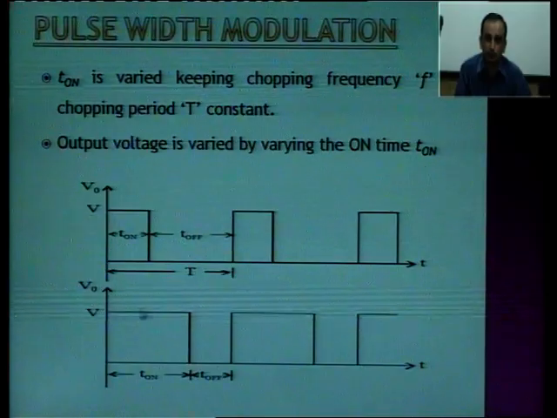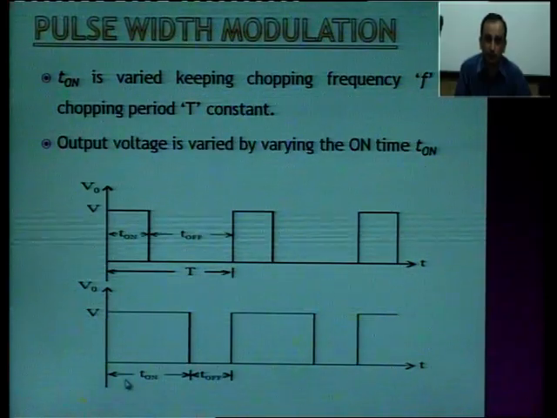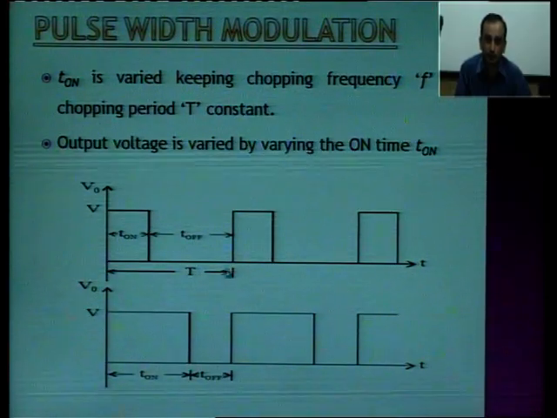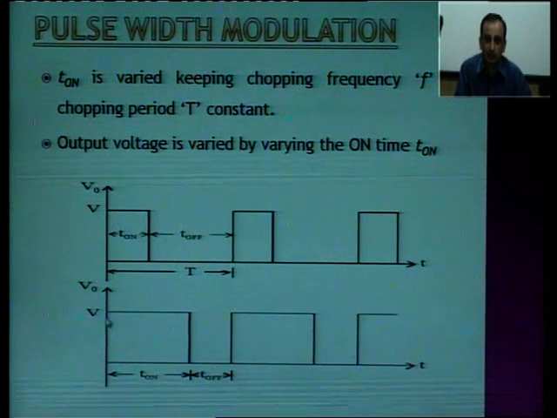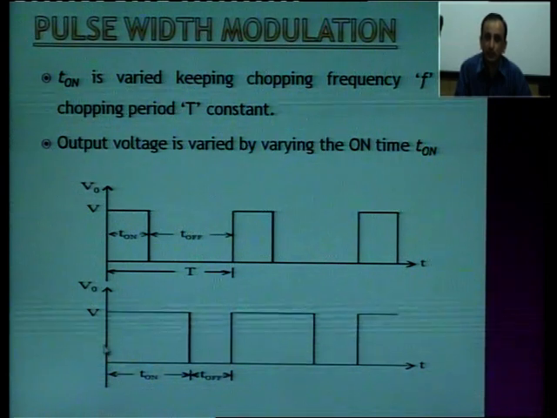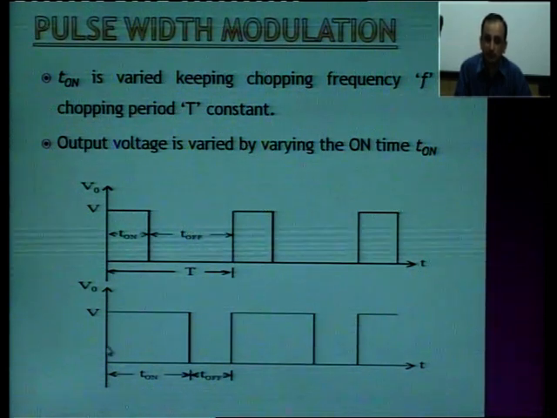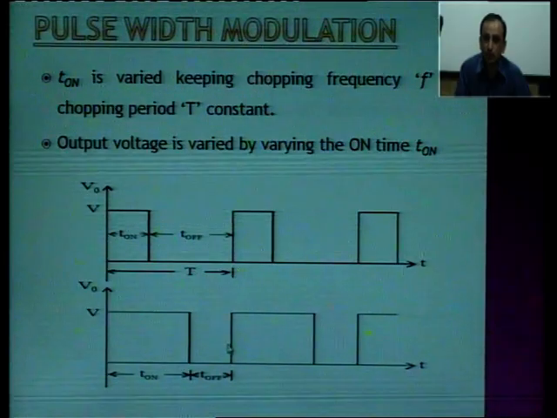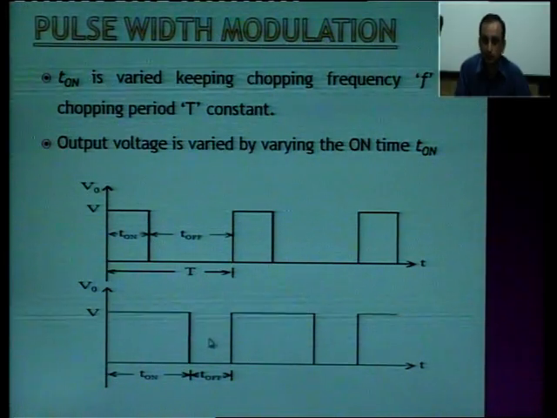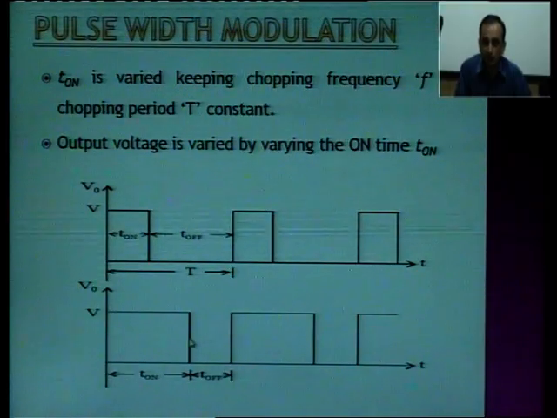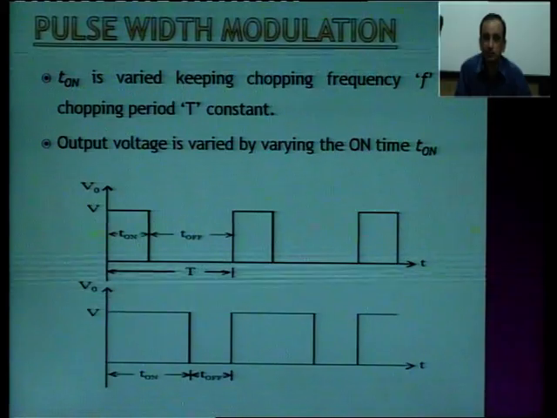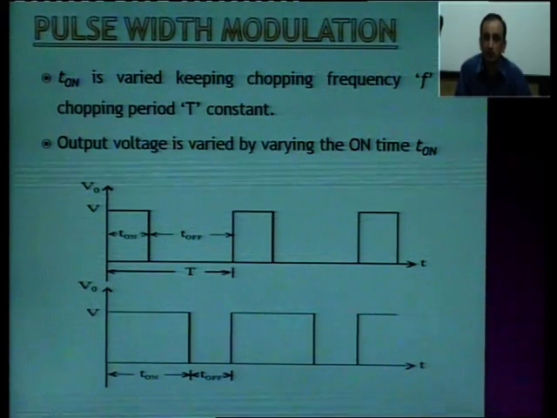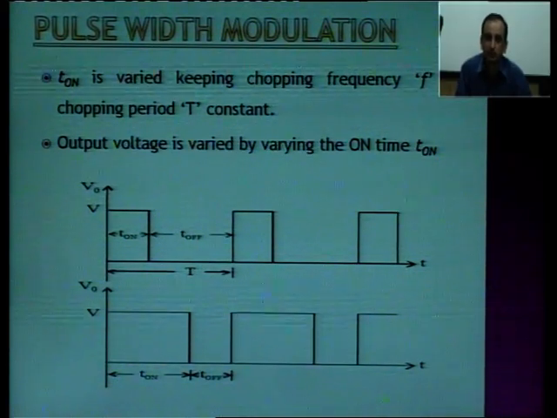If you see this from the figure, the output voltage is varied by varying the T on time. There are two figures given here, and the total time is T. Here it is kept on for this duration only, and in the next we can slightly vary it. This variation can take place up to T. So, what are we varying? We are varying the width of the pulse of the voltage that we are applying. That is why it is called pulse width modulation, because the width of the pulse is being modulated.